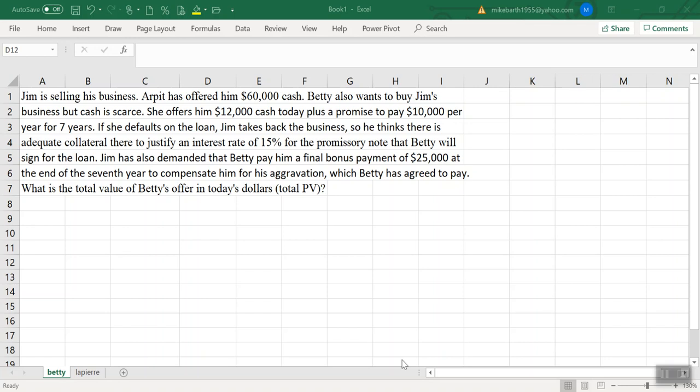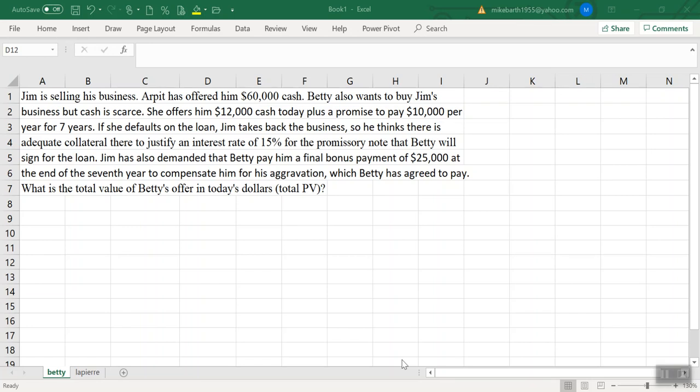All right, so let's look at some applications that we frequently run into in time value of money and business opportunities. Jim's selling his business, and Arpit says, I got $60,000, I'll buy it. Betty also wants to buy the business. She doesn't have a lot of cash laying around. She makes an offer of $12,000 today, plus a promise to pay $10,000 a year for 7 years.